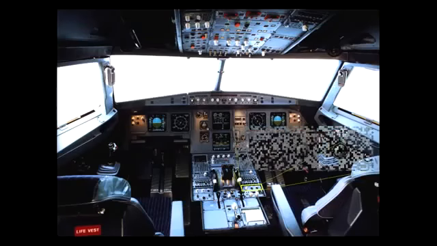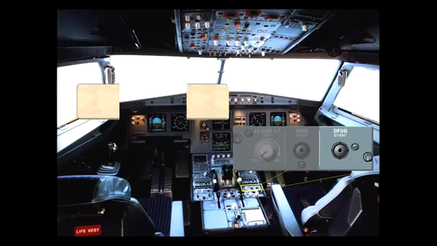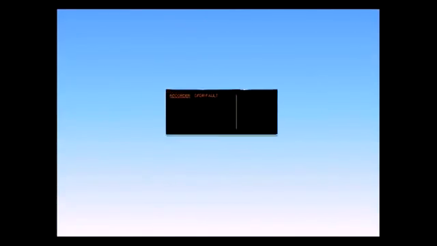On the pedestal, there is a DFDR event push button, which can be used to set an event mark on the DFDR tape. If a fault occurs with the DFDR, an ECAM caution message will be generated. There are no ECAM actions for a DFDR fault.